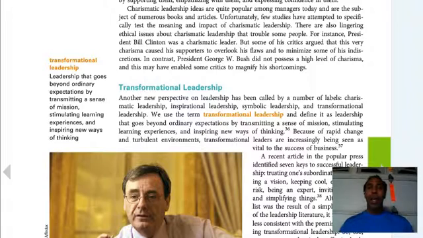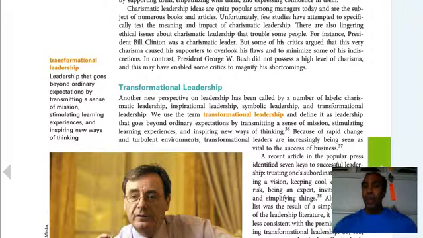Transformational leadership, leadership that goes beyond ordinary expectations by transmitting a sense of mission, stimulating learning experiences, and inspiring new ways of thinking. So now I'm an innovative culture. I need to come up with something big and huge to combat my competitors because they're moving in and they're taking a piece of the pie or a piece of the market share, which is something that I don't like. So I want to see if there's something I can do about that to increase my company's market share and have them either stay the same or reduce theirs.